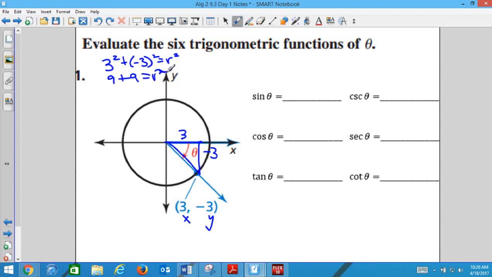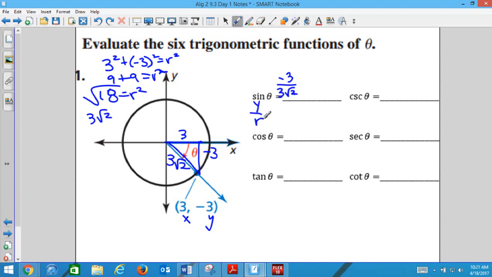So 18 is r squared, then you square root it, and you get 3 radical 2. Knowing your special right triangles would save you some time. And then the sine, we're going to do the y over the hypotenuse. Okay, hold on a second. I wanted to write y over r and I forgot.